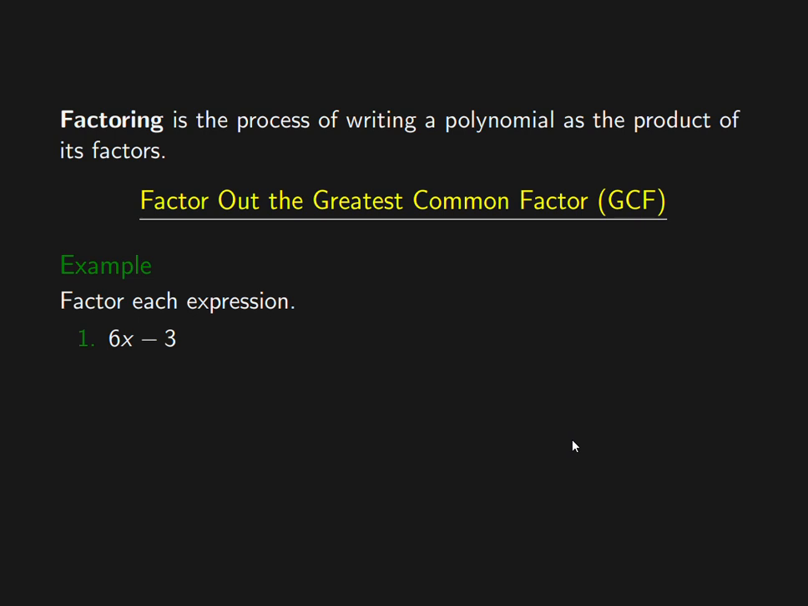So let's factor the following polynomial using the GCF method. Well, the greatest common factor of these two monomials is 3. So we have 3 times 2x minus 1. What about 4y cubed minus 8y squared? Well, the GCF is 4y squared. So we have 4y squared times y minus 2.